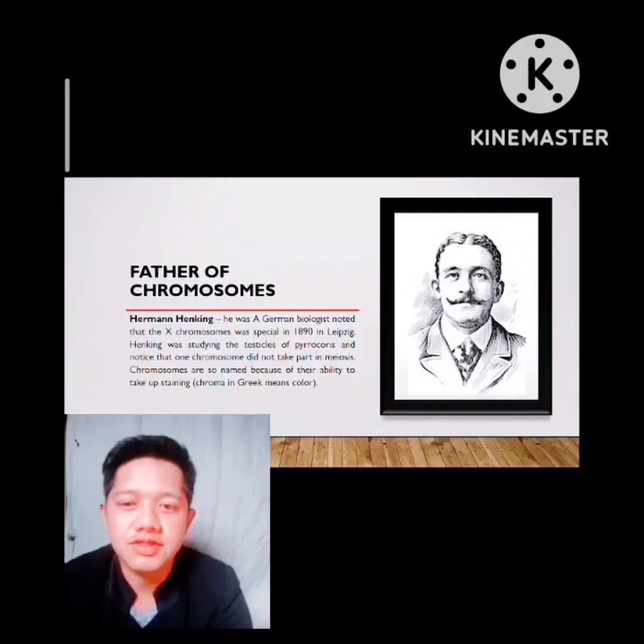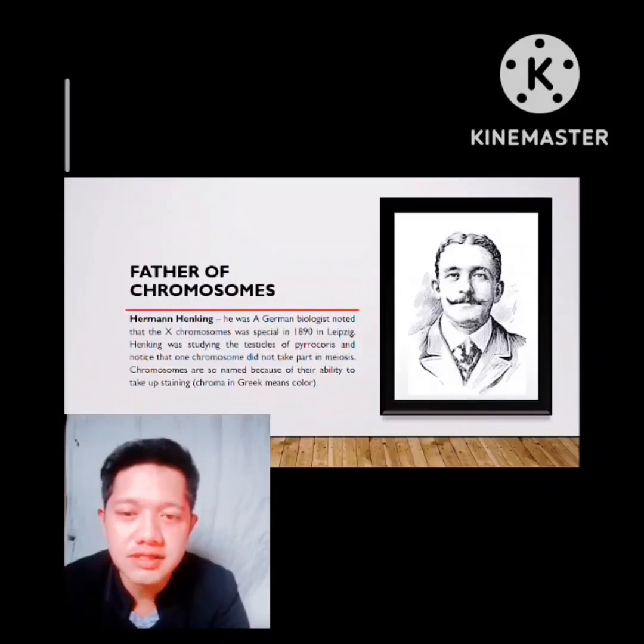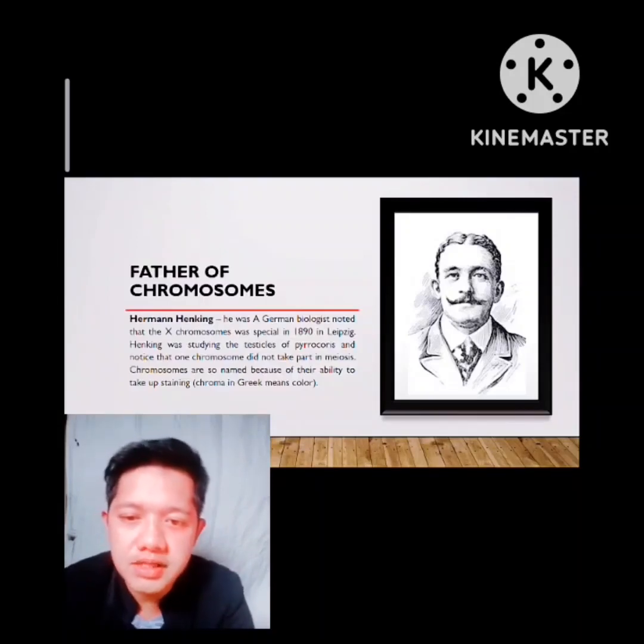Father of chromosome. Hermann Henking, the German biologist, noted that the X chromosome was special in 1890 in Leipzig. Henking was studying the testicle of Pyrrhocoris and noticed that one chromosome did not take part in meiosis. Chromosomes are so named because of their ability to take up staining. Chroma in Greek means color.